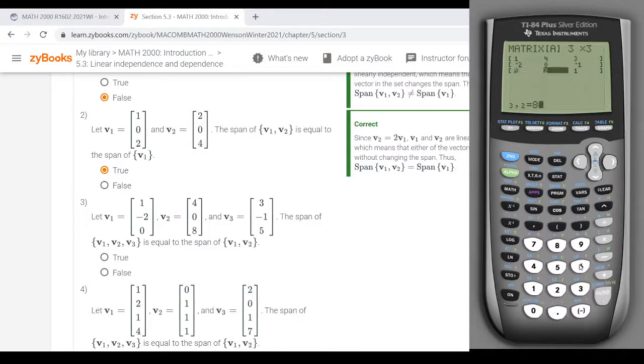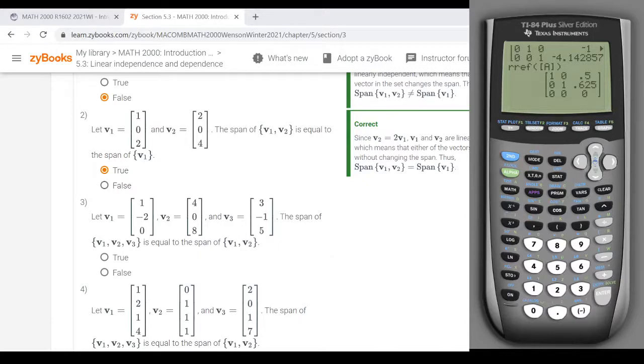If there are more than two vectors, you're going to have to set up your matrix and put it in echelon form, reduced echelon form and so on. Now my previous entry was reduced row echelon form, so here we go. And the answer is yes. Right? They say the span of these three vectors is equal to the span of the first two.